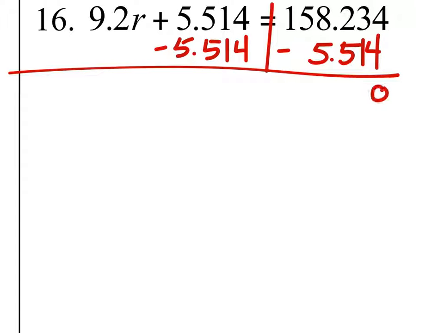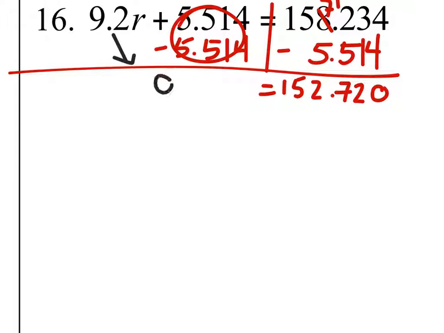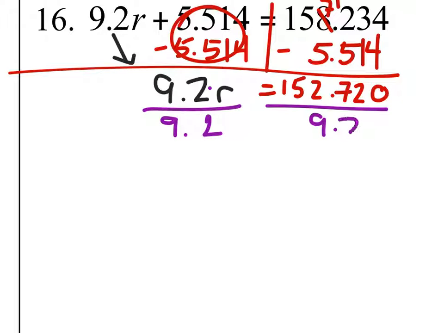And what we get there is a 0, 3 minus 1 is 2, borrow from the 8 is a 7, and 2, 152.72. There, that's correct. Now this becomes a 0 right here, and we're left with this 9.2 R. Now that's 9.2 times the R, so to solve for that, we'll divide both sides by 9.2. And we see, again, using a calculator, R equals 16.6.